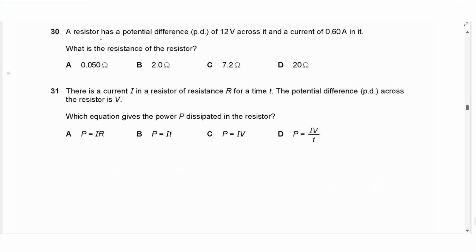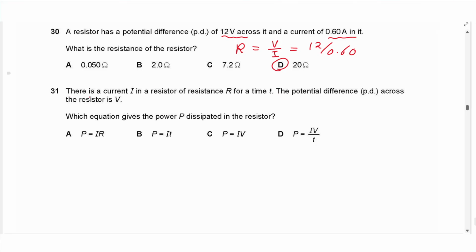Question 30 says a resistor has a potential difference of 12 volts across it and a current of 0.60 amperes in it. What is the resistance of the resistor? Resistance is equal to voltage divided by current. So we divide 12 by 0.60. That gives an answer of 20 ohms. So the answer is D.